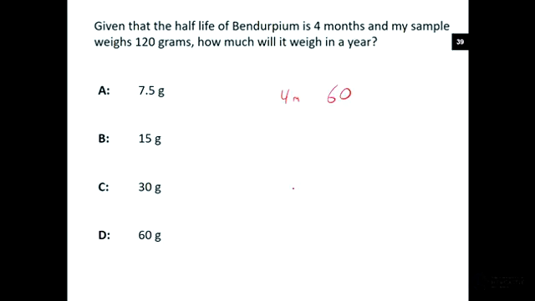In another 4 months, 8 months total, it's halved itself again. In another 4 months, it was actually the same as the last question. It halved itself 3 times because there were 3 4-month intervals in a year. So it got itself down to 15 grams. Okay.